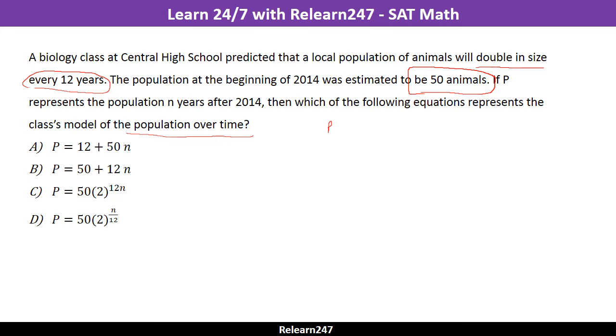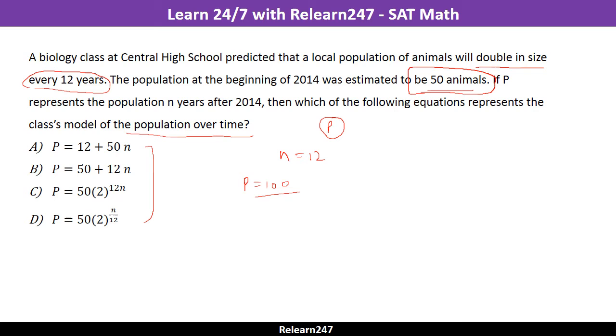The shortest approach to solve this question is to just plug in the value of n, because from the options we can see that n is the only variable, and we can just plug in the value of n if we understand the question. What we understand from the question is that the population P will double in size after every 12 years. So if we substitute n equal to 12 in these options, we should get the population as 100. Why 100? Because the initial population was 50, right?